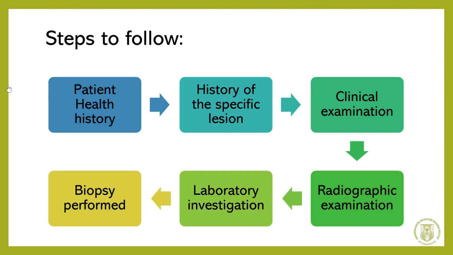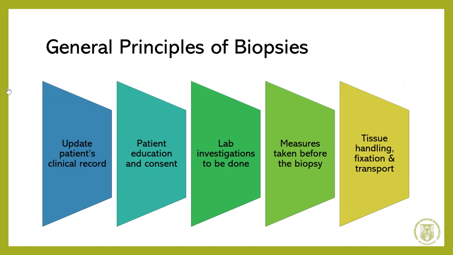So to summarize, what are the steps to follow? First is the patient health history, then history of the specific lesion, then a clinical examination, followed by radiographic examination. Then you do laboratory hematological tests and other tests, and finally you perform the biopsy procedure. So what are the general principles of biopsies?